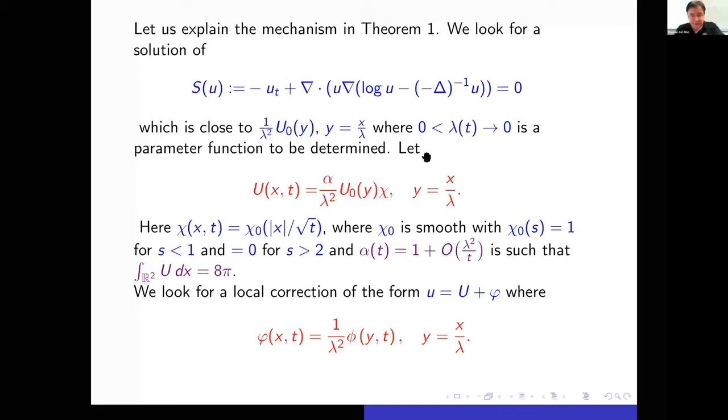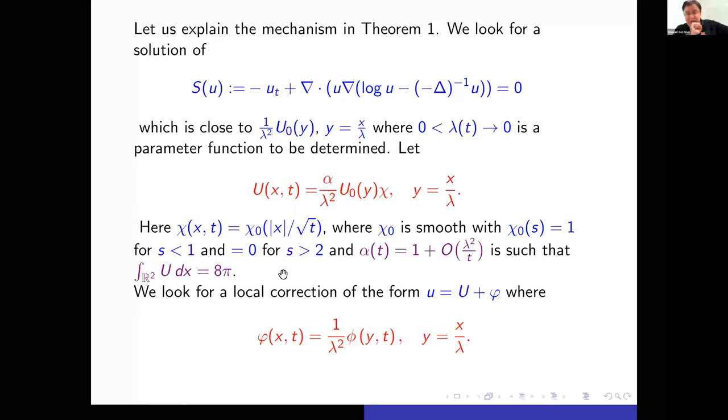Now, let me make the following initial guess for the solution. I guess that the solution behaves like this. Since it has a finite second moment, it cannot be close to this all the way. It will be close to it until a certain distance from the origin. Since the equation is, at main order, a heat equation, it is not unreasonable to cut off this initial ansatz by the self-similar regime x over square root of t. And I let this parameter alpha be modified so that the mass is not modified, because the mass has to be pi in order to have blow up.